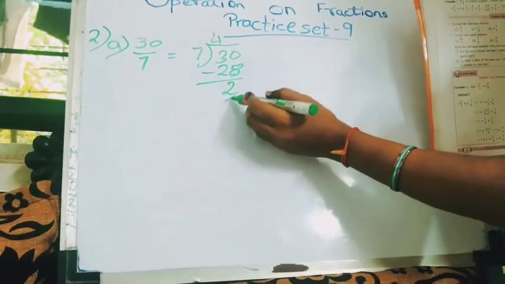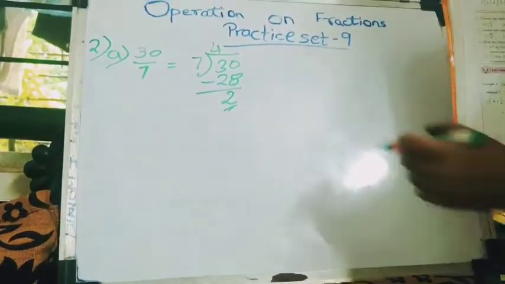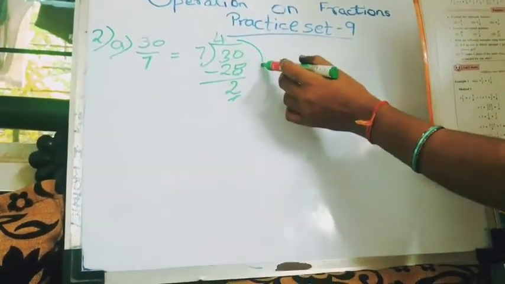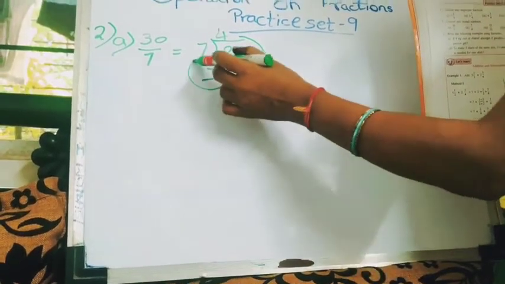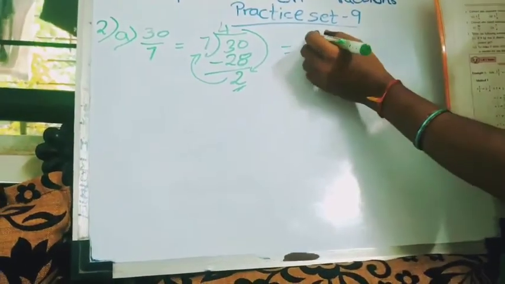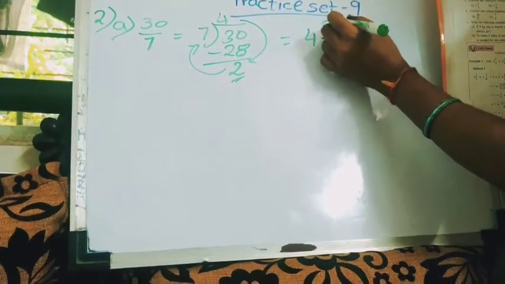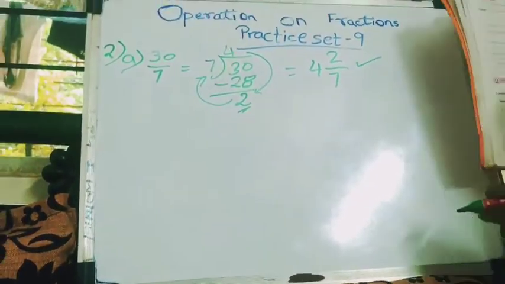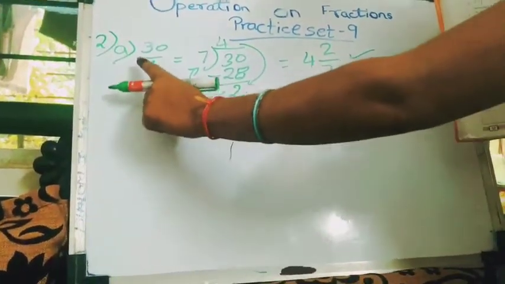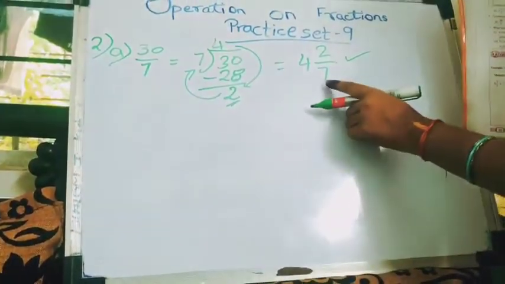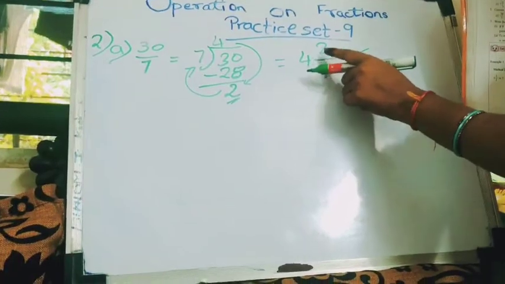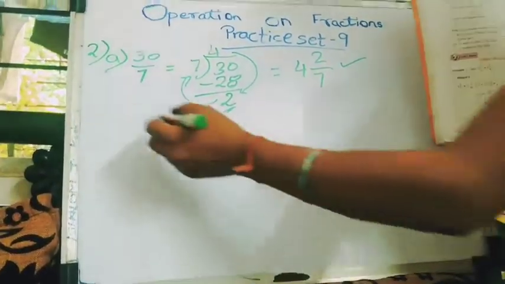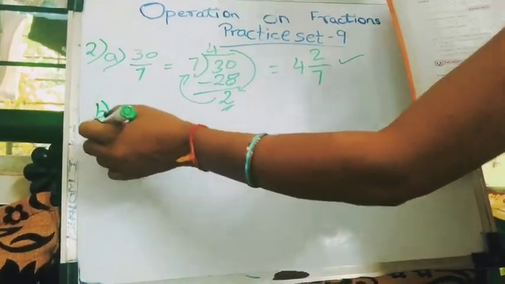Here this is the remainder. How can we write it? You can write from here. Understand? It means you can write 4 upon 2 by 7. This is a mixed fraction. It means 30 by 7 changes to the mixed fraction 4 upon 2 by 7. Next, question B.